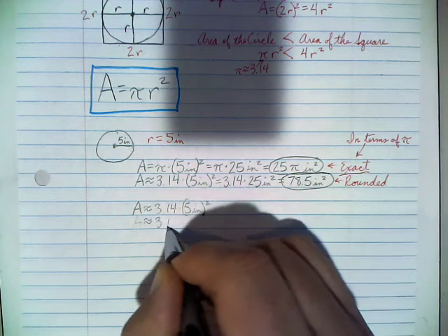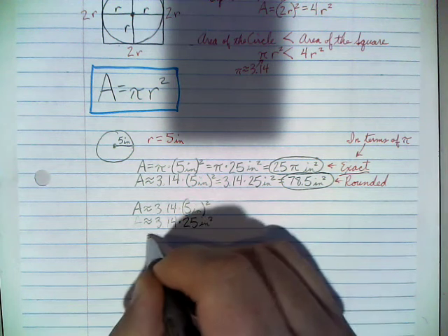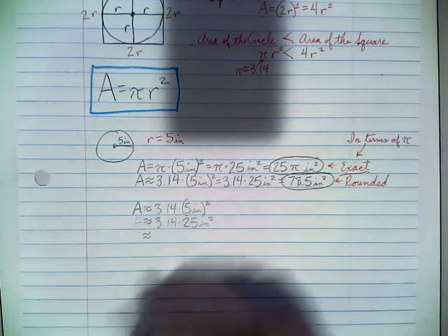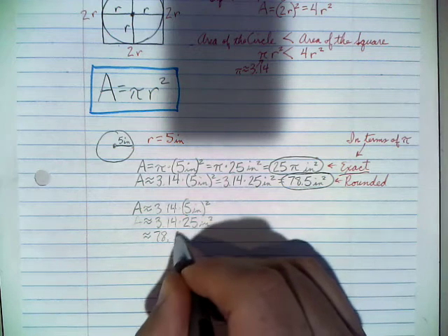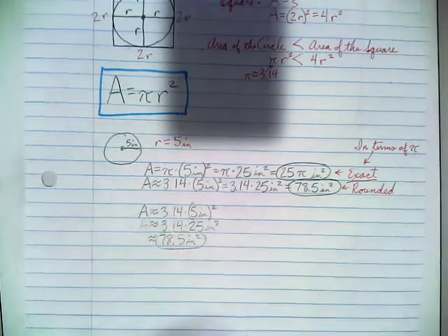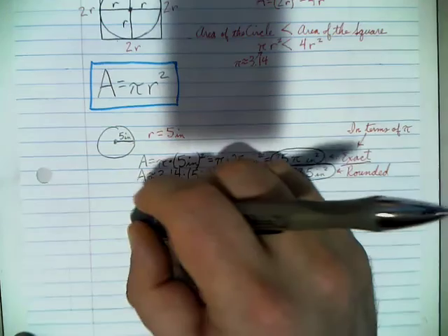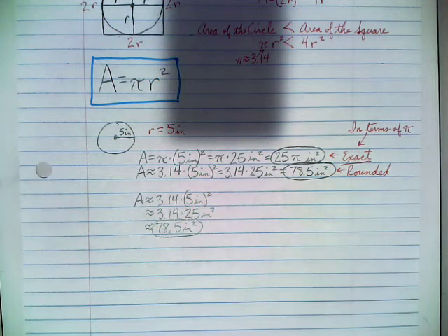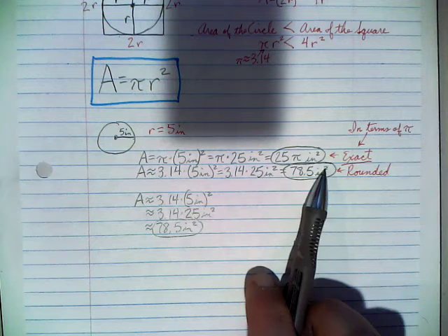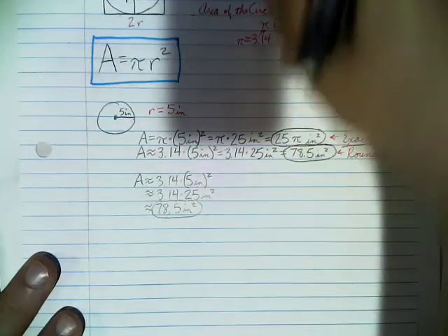So 3.14 times that was 25 square inches. And then if we line it up again, 78.5 square inches for my answer. And I'm going to get rid of that little shadow of an A because I don't need it. So whether you do it horizontally, that's what it'll look like, or if you do it vertically, that's what it'll look like. Let's check out another example now.